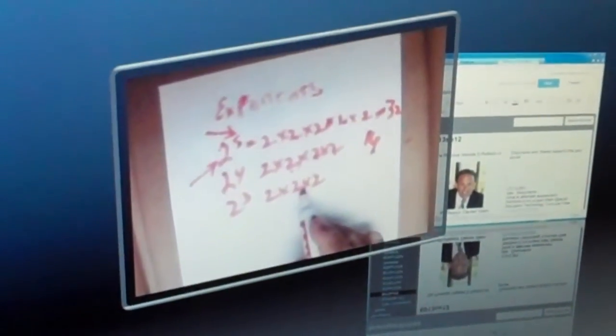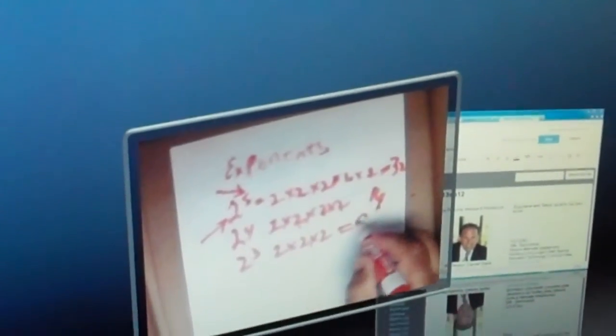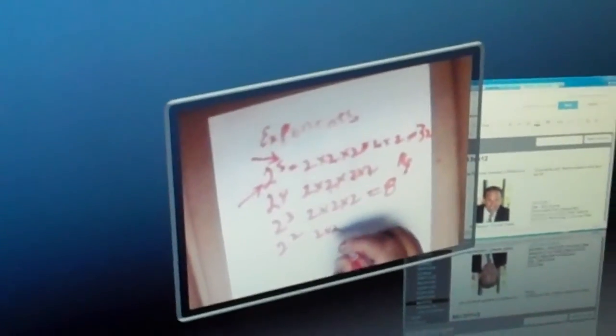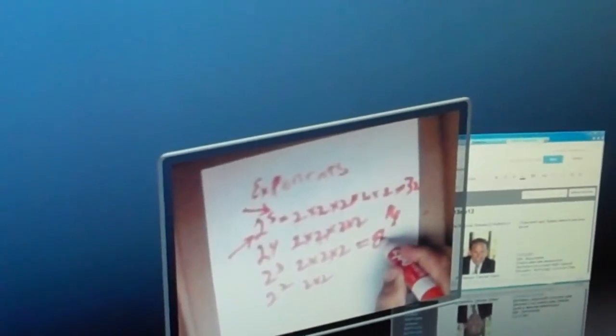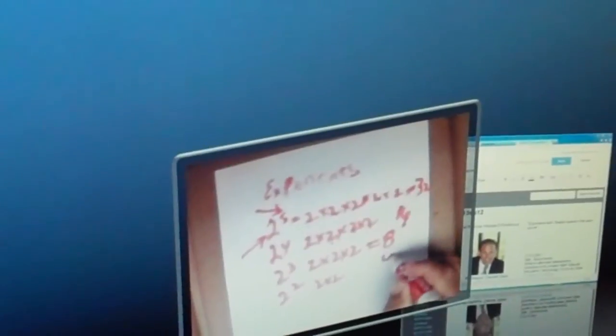Let's go 2 to the 3rd power. 2 times 2 times 2. I don't have to multiply them anymore, because I know it's going to be half of the 16. This is going to equal 8. Let's go 2 squared. Oh, 2 times 2. I don't have to multiply them. I can say it's half of 8. There's 4. Well, that means 2 to the 1 is going to be half of this, which is 2.